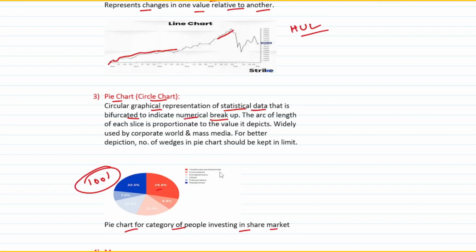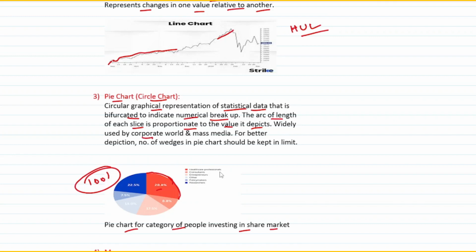It can be in the value of units, it can also be in the value of percentages, so that's fine, right? But if you have to indicate percentages or numbers within a specific framework, in that case you can use a pie chart, right? The arc length of each slice is proportionate to the value it depicts. So this is basically the arc. For example, this one says 28.8%, right? So this slice tells you what proportion of the entire value has been allocated to this specific wedge. So that's what the pie chart actually talks about.